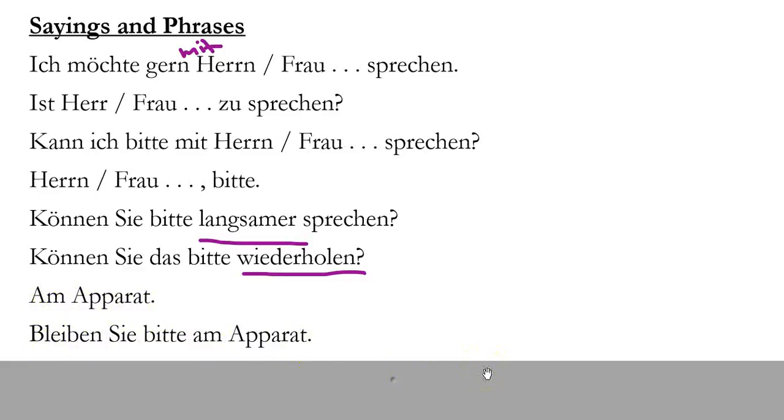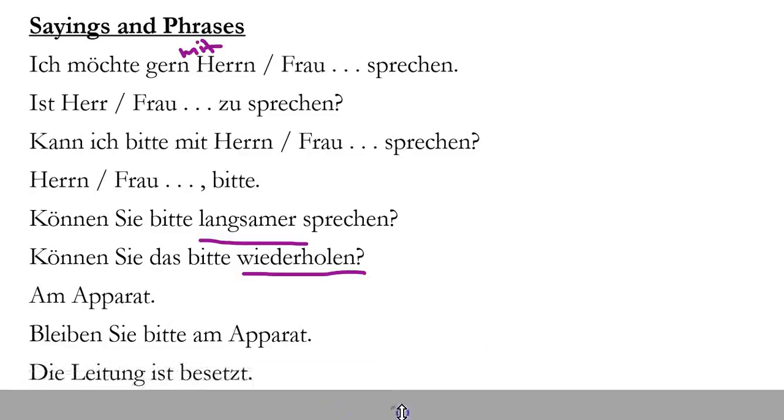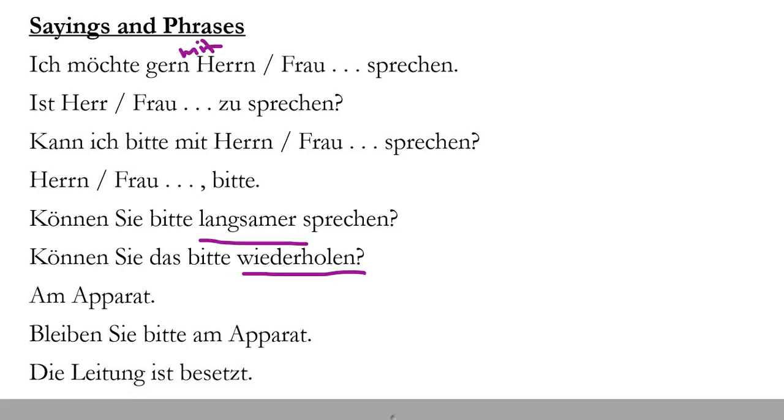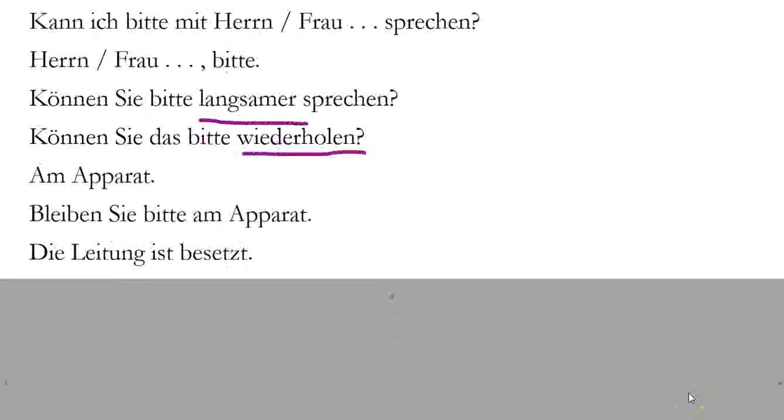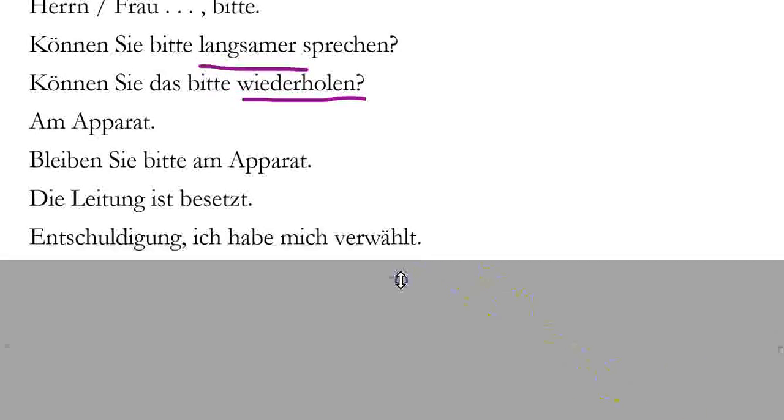So let's say you have to go get so-and-so. You would say, bleiben Sie bitte am Apparat. Die Leitung ist besetzt. The line is busy. Or occupied. Unavailable. Entschuldigung, ich habe mich verwählt. So basically you're saying, I'm sorry, or pardon me, I have selected wrong. Pardon me, wrong number. Entschuldigung, ich habe mich verwählt. Pardon me, wrong number.